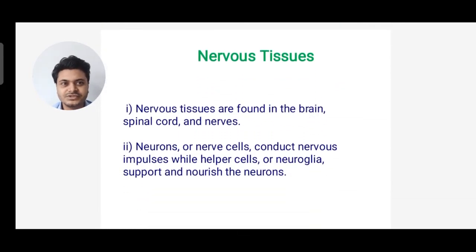Now what is a nervous tissue? Nervous tissues are found in the brain, spinal cord and nerves. Neurons or nerve cells conduct nerve impulses, where helper cells or neuroglia support and nourish the neurons. So what is the location of nervous tissue? It is found in brain and spinal cord, and neurons conduct nerve impulses where the helper cells or neuroglia support and nourish the neurons.